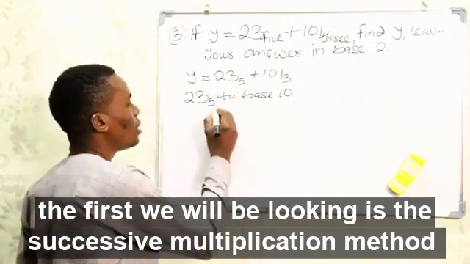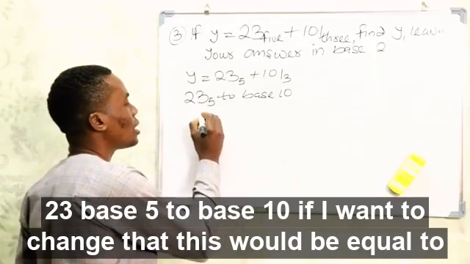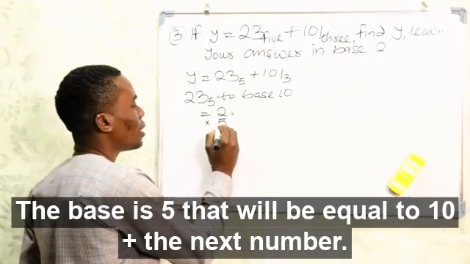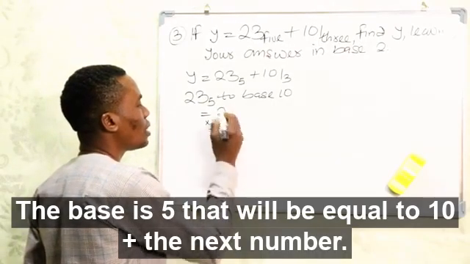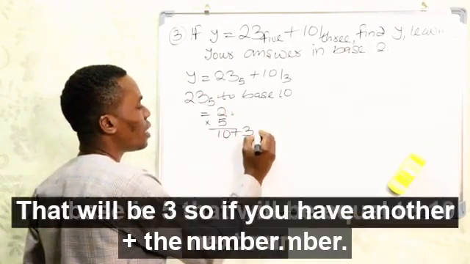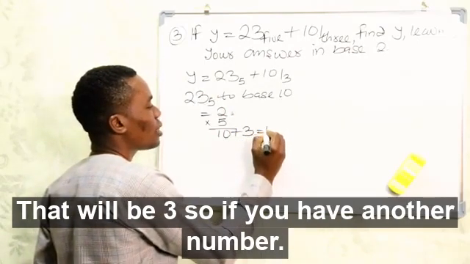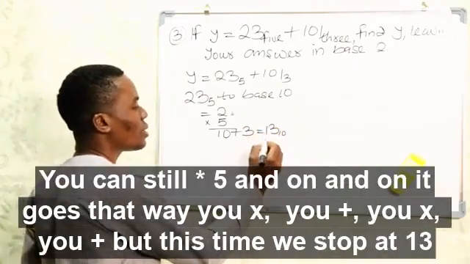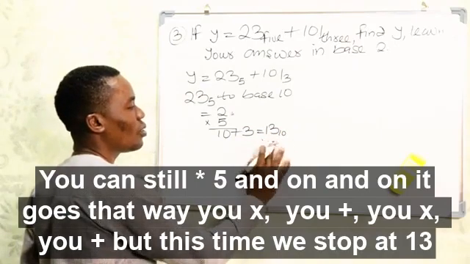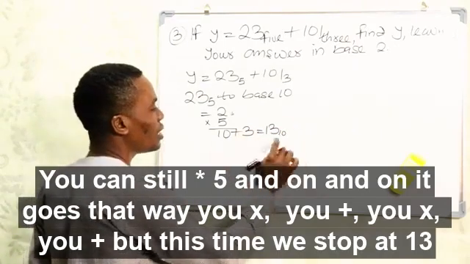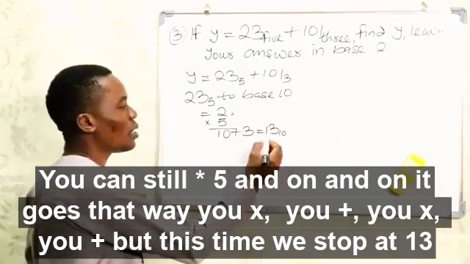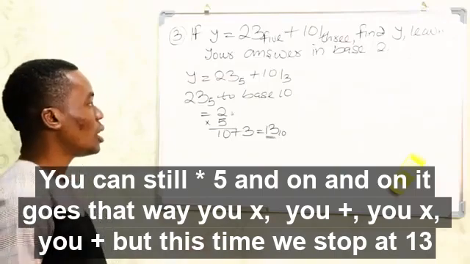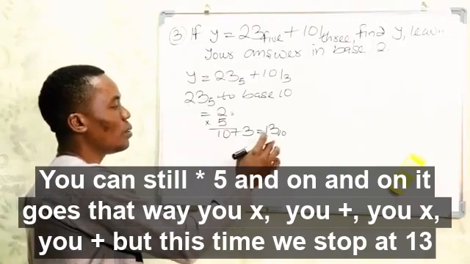Now we have 23 base 5 to base 10. If I want to change that, this will be equal to 2 times the base, which is 5. That will be equal to 10, plus the next number, which is 3. So 10 plus 3 will give you what? 13. If you have another number, you can still multiply this by 5, and on it will go that way. You multiply, you add, you multiply, you add. But this time around, we'll stop at 13 base 10. That is the successive multiplication method. We've converted 23 base 5 to base 10.